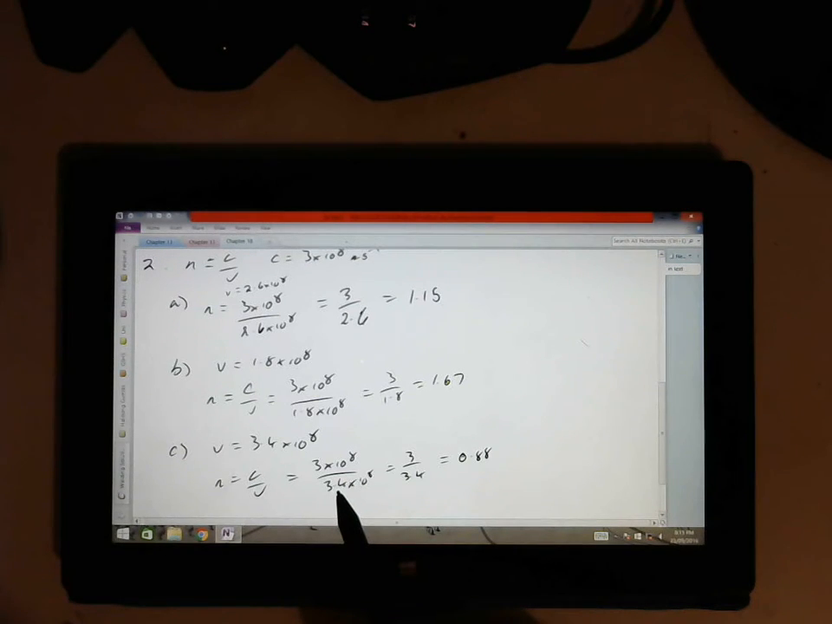How can it be bigger? If nothing can go faster than this, then what's this? So there's problem number 1. 2, this is less than 1. Okay? Absolute refractive index relative to a vacuum or relative to air can never be less than 1. Alright?